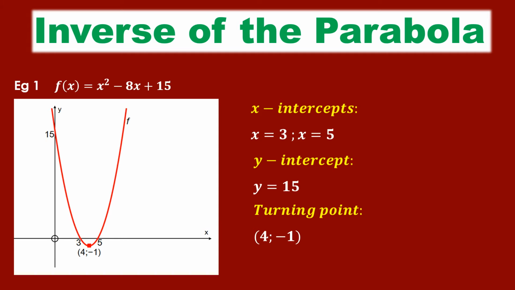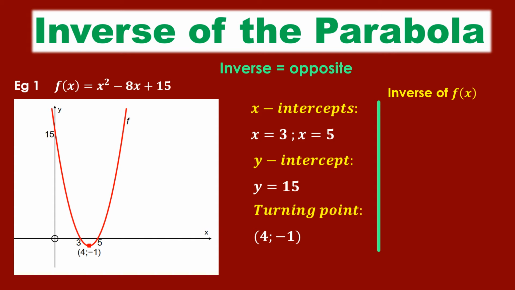But what is inverse? Inverse just means opposite. So to sketch the inverse of the parabola, all we need to do is swap the x and the y values. So when we had x-intercepts at 3 and 5, we now have y-intercepts at 3 and 5. A y-intercept of 15 becomes an x-intercept of 15, and a turning point with coordinates (4, -1), if we swap them round, we end up with the coordinate (-1, 4).